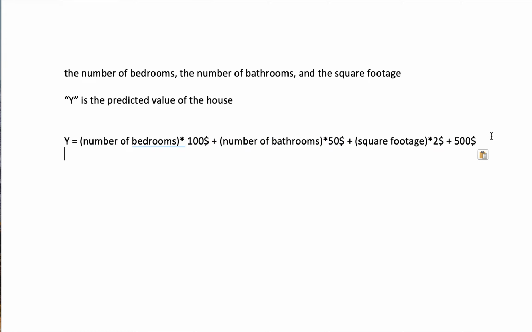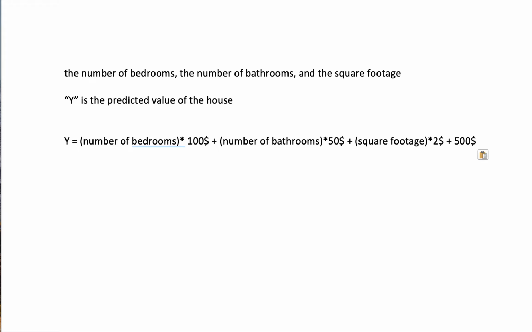So now we're saying that the number of bedrooms times 100 plus the number of bathrooms times 50 plus the square footage times 2 plus $500 will give us the predicted value of a house. And that is it. This is our model. Whenever anybody says the word model specifically, this is in linear regression. This is what they're referring to.